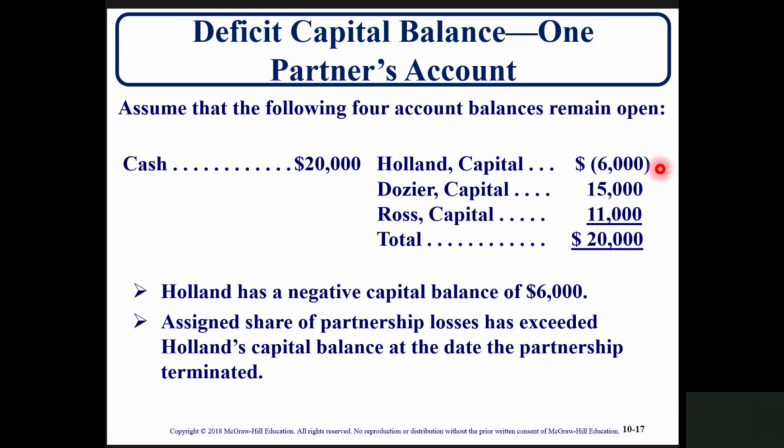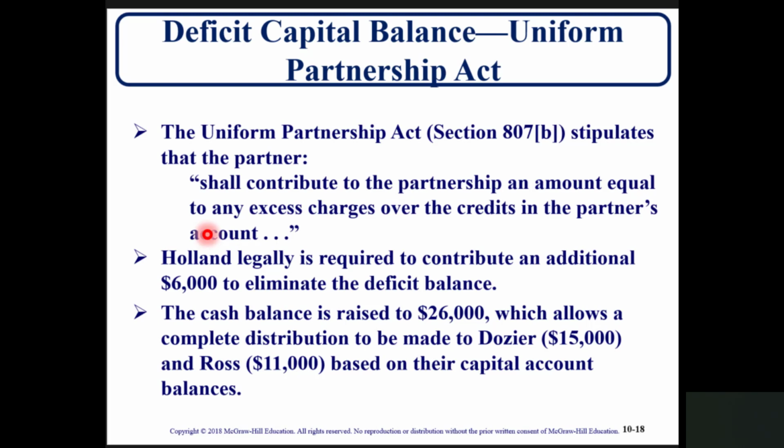So Holland has a negative capital balance of $6,000, as you see here. Assigned share of partnership losses has exceeded Holland's capital balance at the date of the partnership termination. So once they allocated losses, his capital account was so low that it went negative. And so the issue here arises that Dozer and Ross are due $15,000 and $11,000, but they theoretically can't take their money because there isn't $26,000 available.